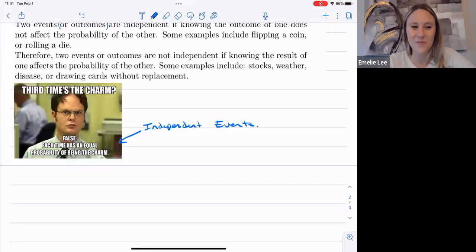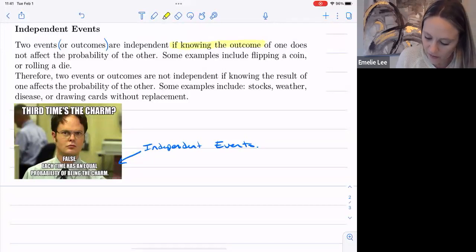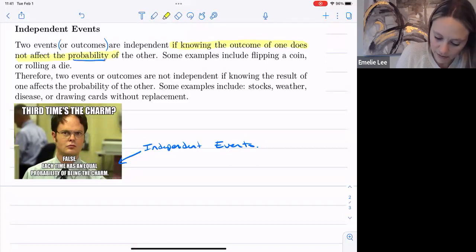Third time's the charm, false. Each time has an equal probability of being the charm. That's true. They're independent events, assuming they're independent events, I guess. So anyways, the independence is directly related to the probability of something happening. Okay, and so if knowing the outcome of one does not affect the probability of the other.